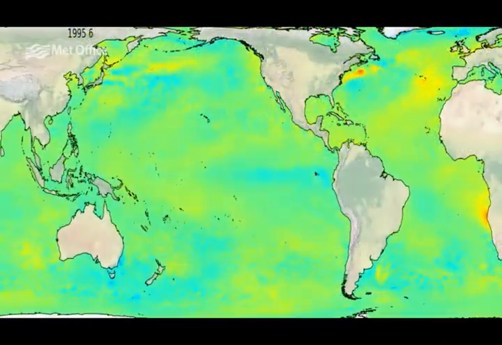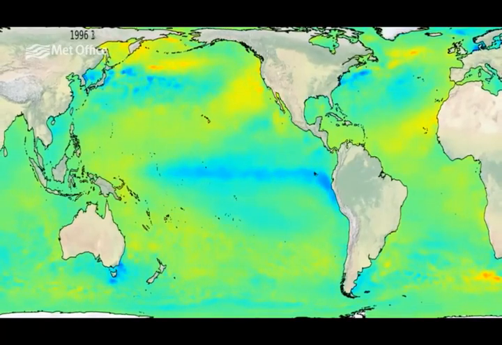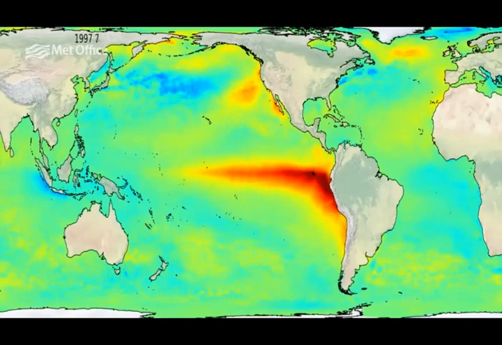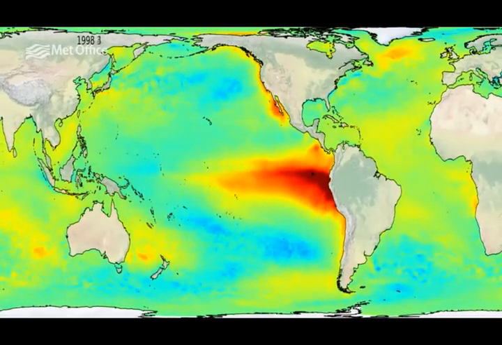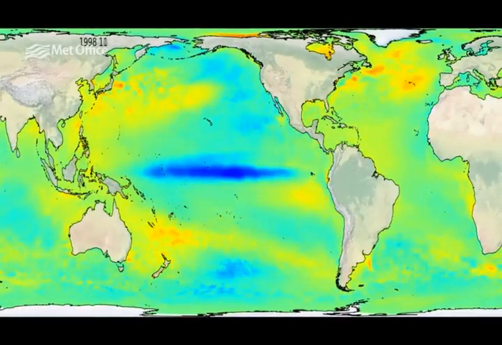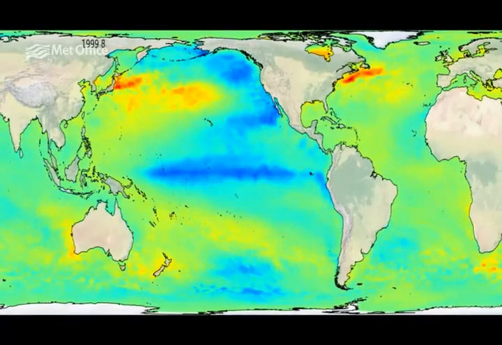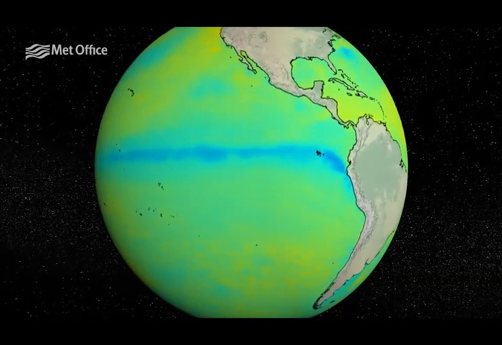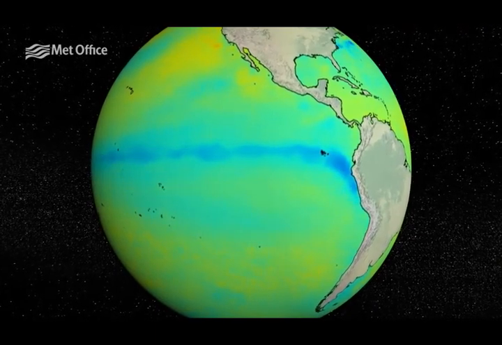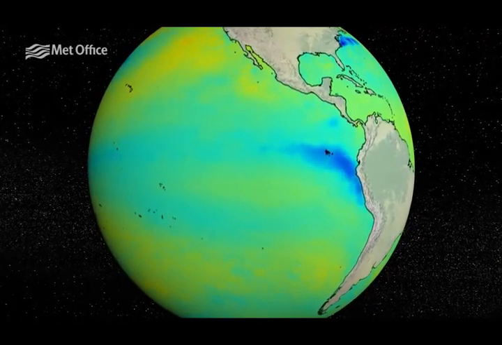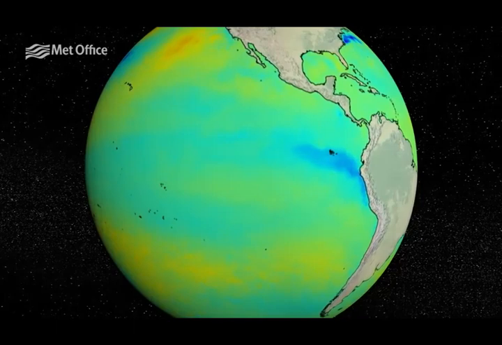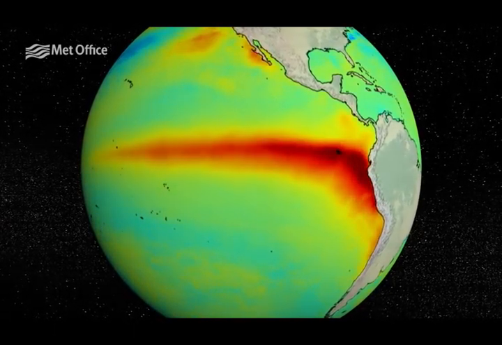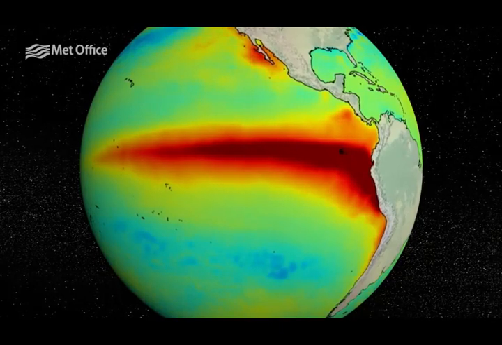There's another impact from El Nino which happens because of all the extra heat at the surface of the tropical Pacific. This releases vast amounts of energy into the atmosphere, which can temporarily push up global temperatures. This is why El Nino years often feature among the warmest on record. Each El Nino event is different, so the global impacts can change. You can find out more about the differing impacts of El Nino on our website.